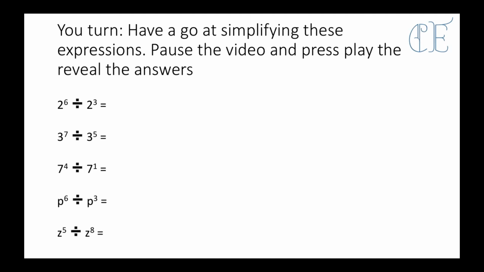Okay, if you've had a go at the questions, here are your answers. So the first one, 2 to the power of 3, because obviously we have to do 6 take away 3. And then 7 take away 5, 4 take away 1, 6 take away 3, and 5 take away 8. Okay, so that'd be minus 3. Okay, be careful. Remember, if the number on the top of the fraction or the first one is smaller than this one, you're going to end up with a minus answer, so just be careful there.